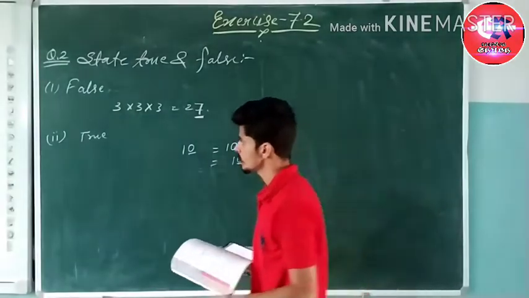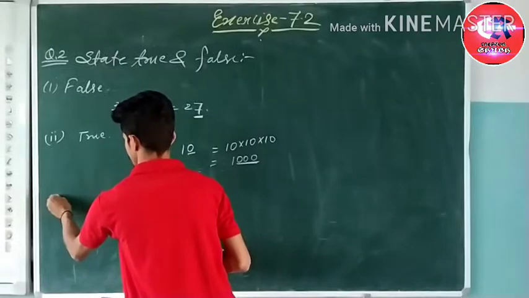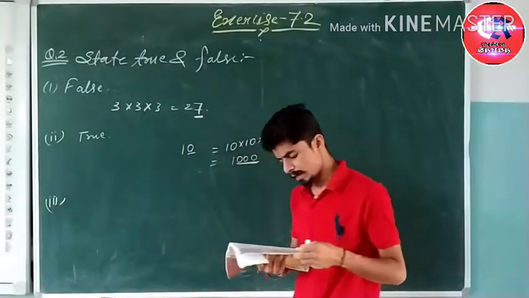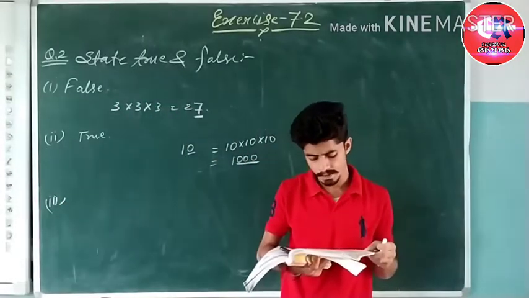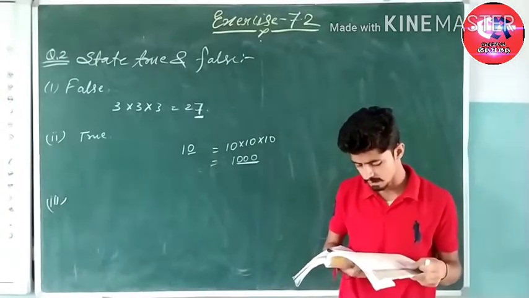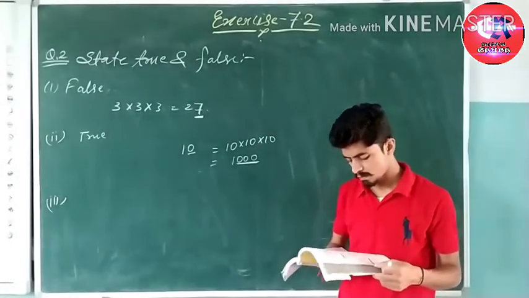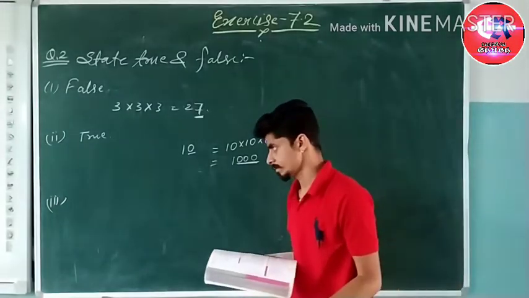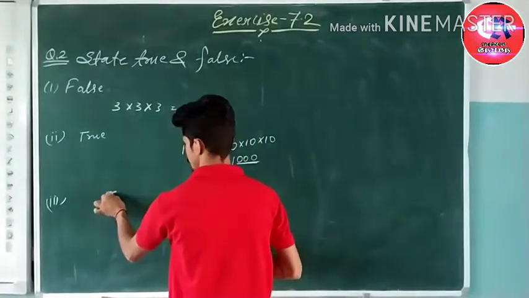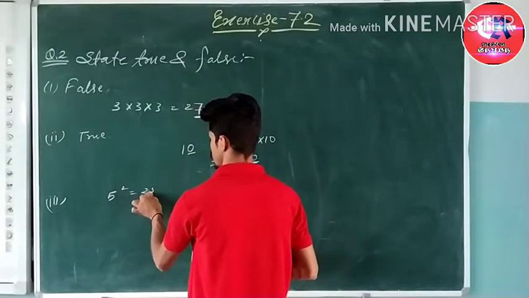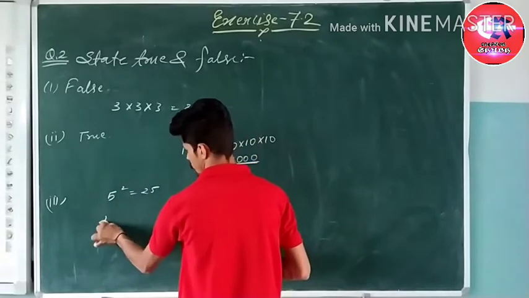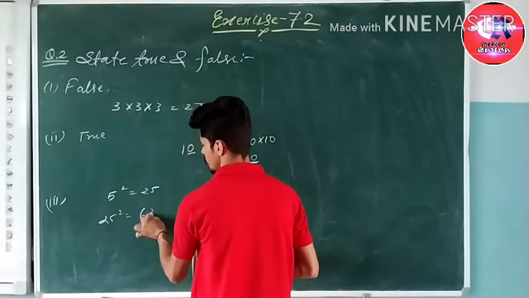Now the third one is: if the square of a number ends with 5, then its cube ends with 25. If the square of a number ends with 5, okay, so let's see. The square of 5 is equal to 25, and the square of 25 is equal to 625.